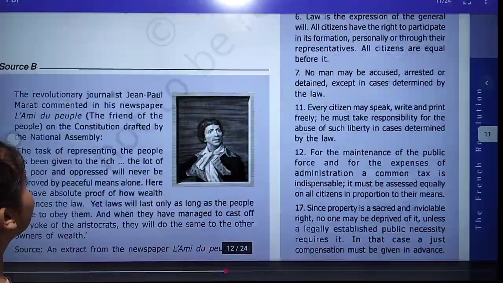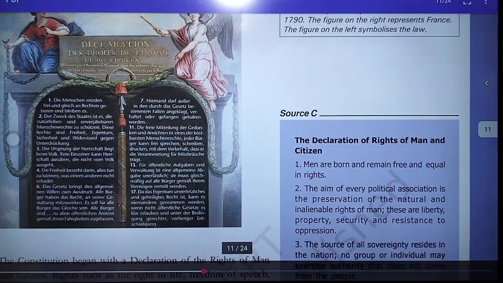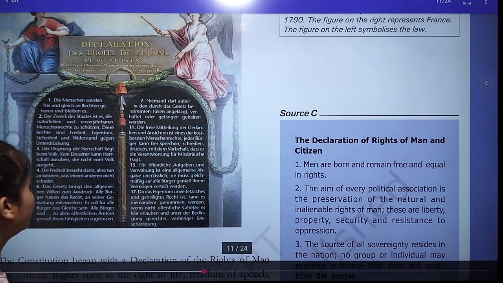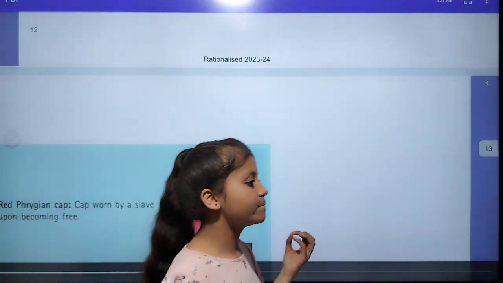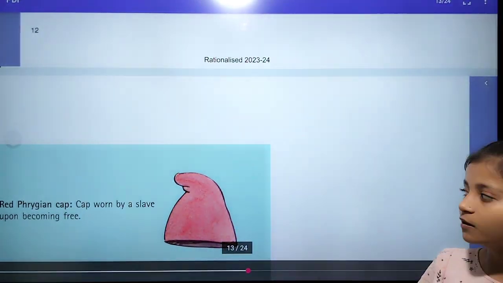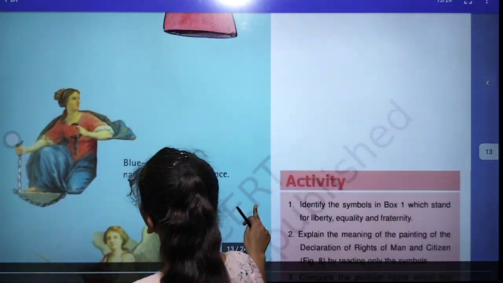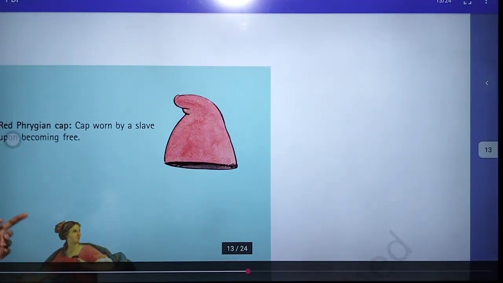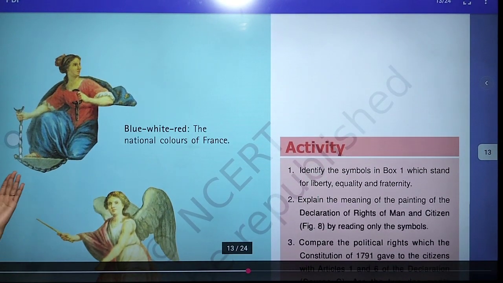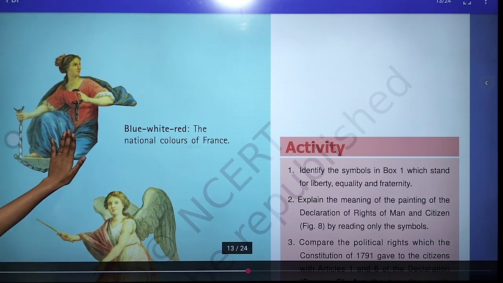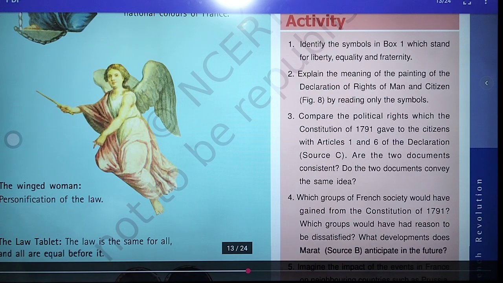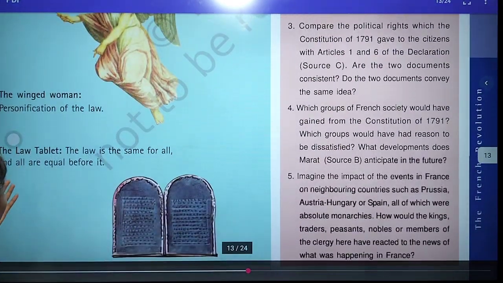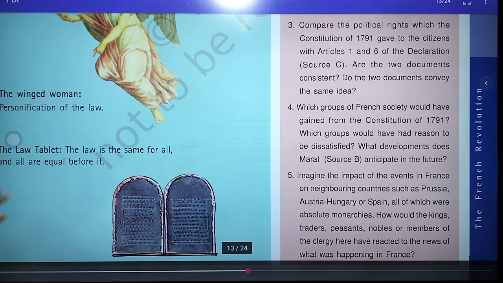So all the things given in the figure have different meanings for people who are deaf, and for those who are uneducated and not able to read, they can understand with the help of the figure. Here is a cap for becoming free, and blue, white, red, the national colors of France. And the winged woman, the personification of the law, and the law tablet is given.